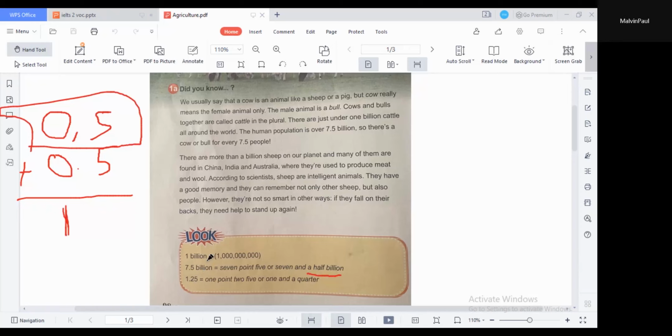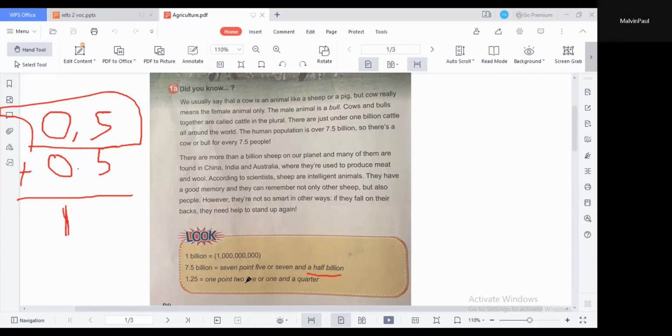That is how we are getting it. 500 million is the half of a billion. So that is what we're saying.